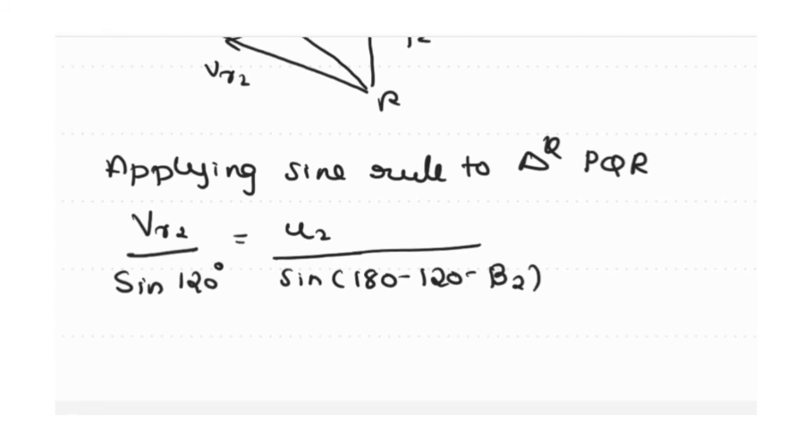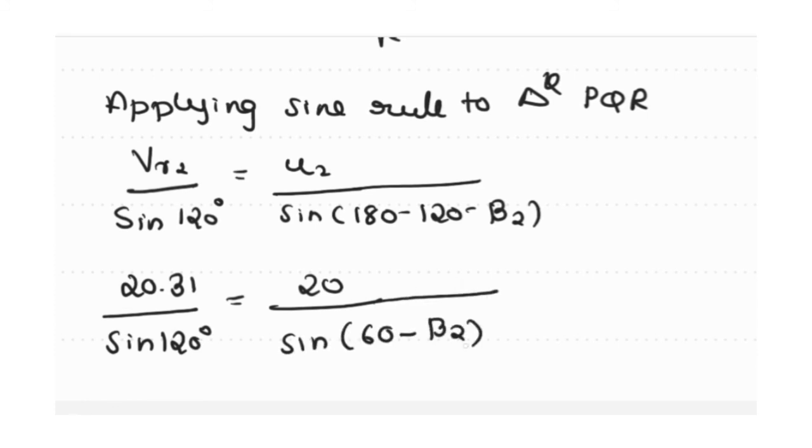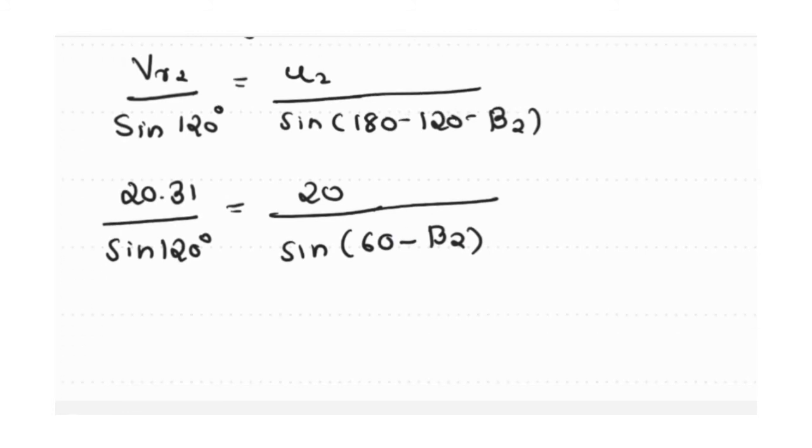So we'll substitute the value, VR1 is equal to VR2, so that is equal to 20.31 divided by sine of 120 degree. U2 is equal to U1, which is 20, divided by sine of 180 minus 120, that is 60, minus beta 2. So you should solve it. So beta 2 comes out to be 1.48 degree. So with this we have calculated the vane angle at outlet.